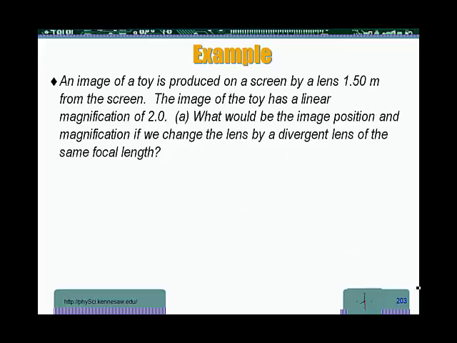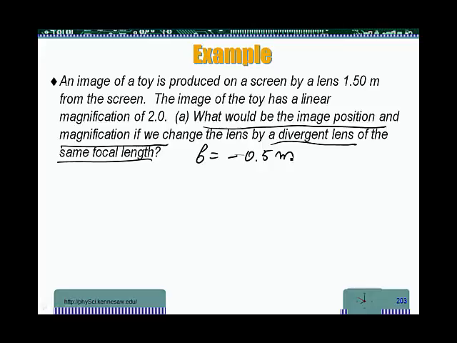Okay, in the second question, they say, what would be the image position and magnification if we use a lens instead that is divergent but of the same focal length? So in this case, they give us the focal length as minus 0.5 meters. Now, a negative focal length tells us that we have a divergent lens. If we draw again the situation, this is my object, this is my principal axis, this is my lens, but now I'm going to draw a typical divergent lens. Now, from what we know about divergent lenses, we know that our image is going to be upright, virtual, and on the same side as the object.